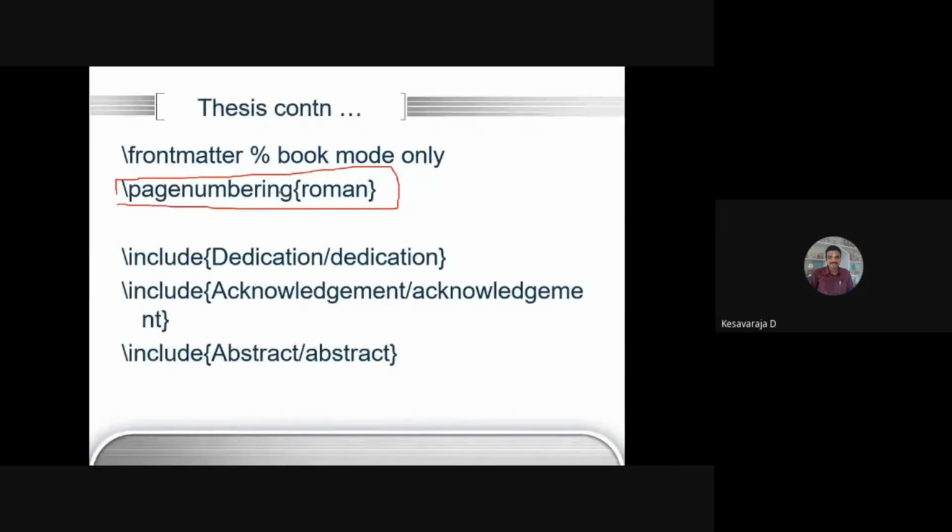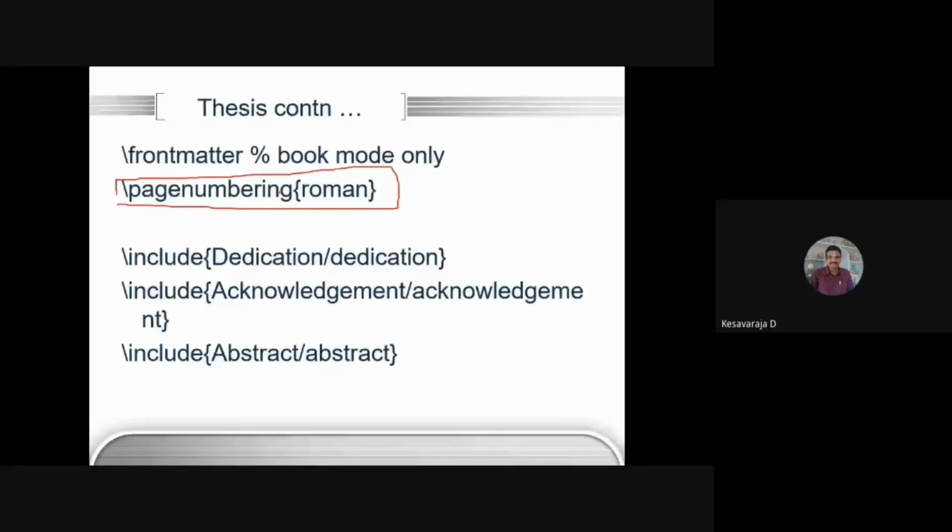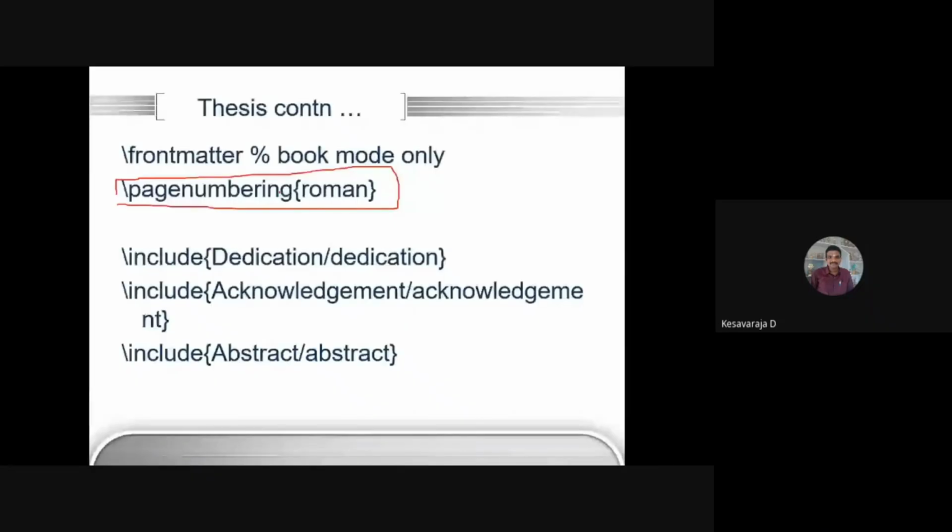In MS Word, you create a separate file for Roman numeral numbering and another separate file for contents. But here a single file performs everything. Then with a single markup, include dedication, include acknowledgement, include abstract. Just copy paste inside this file, and automatically it will include and merge them and create the report in an efficient way.